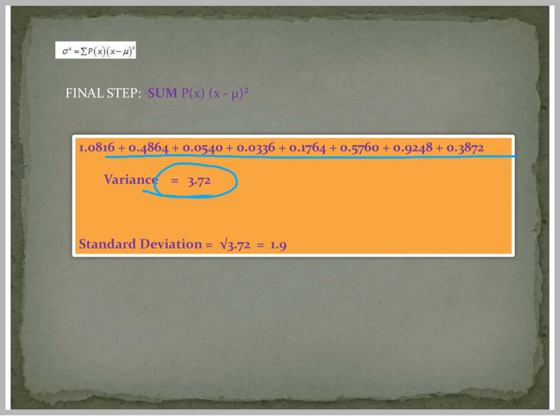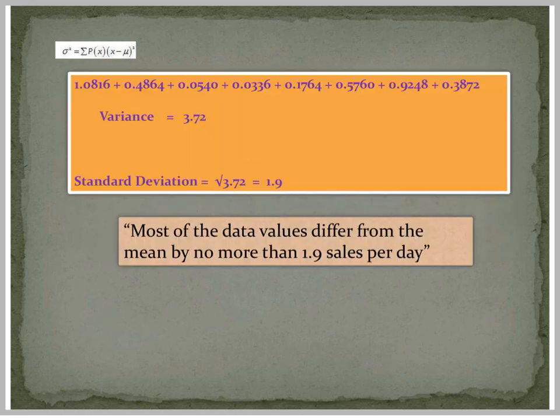What we're really interested in, though, is our standard deviation. Our standard deviation gets us back into usable units. So standard deviation is the square root of the variance. So taking the square root of the variance gives us 1.9. So what does that tell us? What does standard deviation tell us in terms of this problem? In terms of this problem, deviation tells us that most of the data values differ from the mean by no more than 1.9 sales per day.